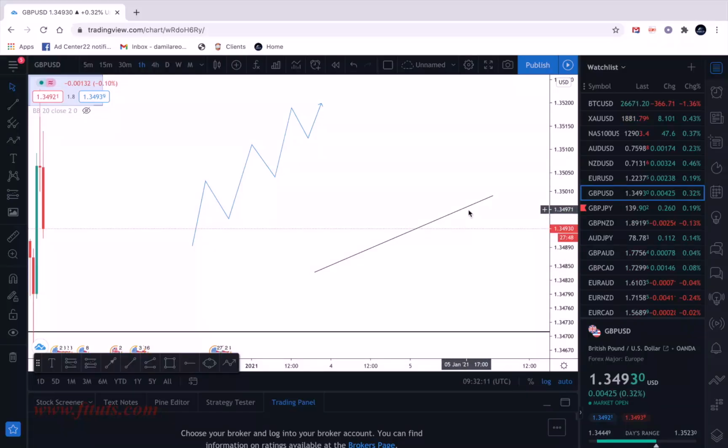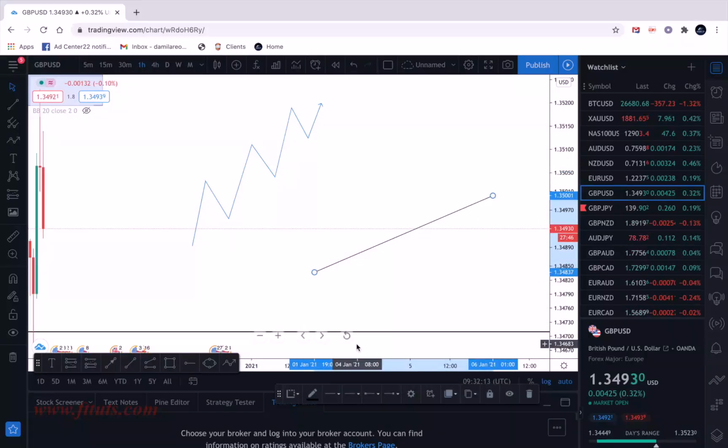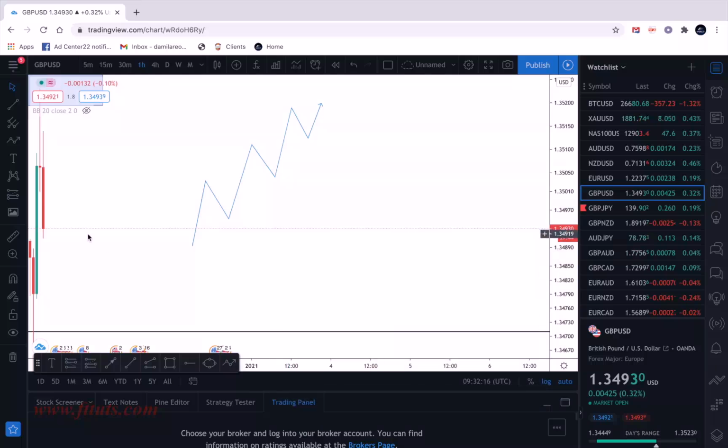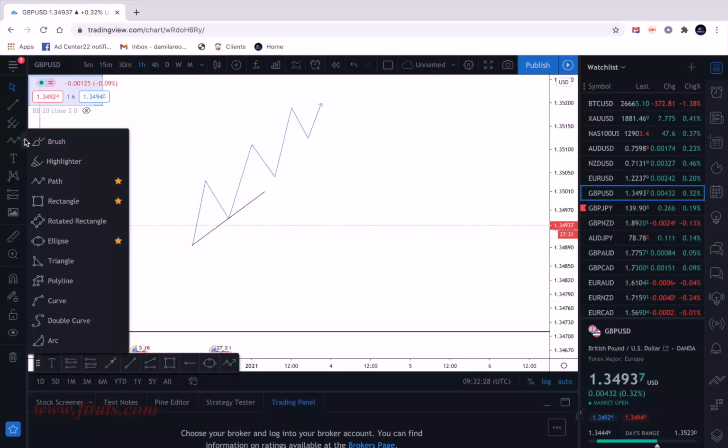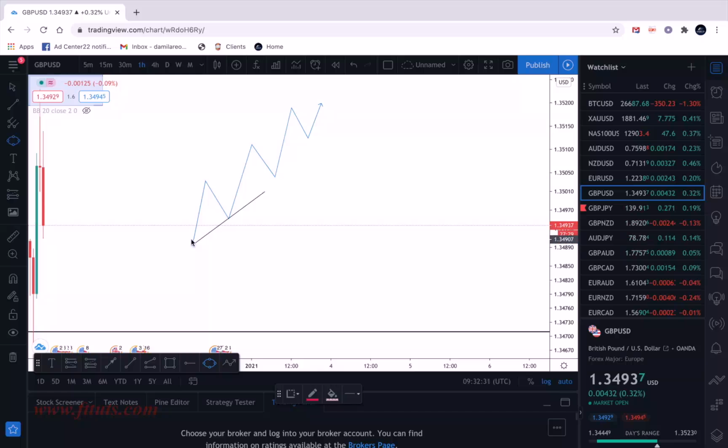Now let's go on. How do you connect? How do you draw your trend line? Click on your trend line, connect two lows. Now these are my two lows, one, two. These are the two touches I'm looking for. I can circle them with an ellipse to mark my lows.